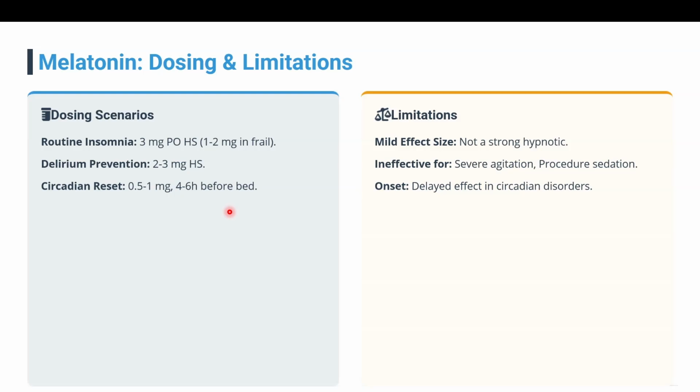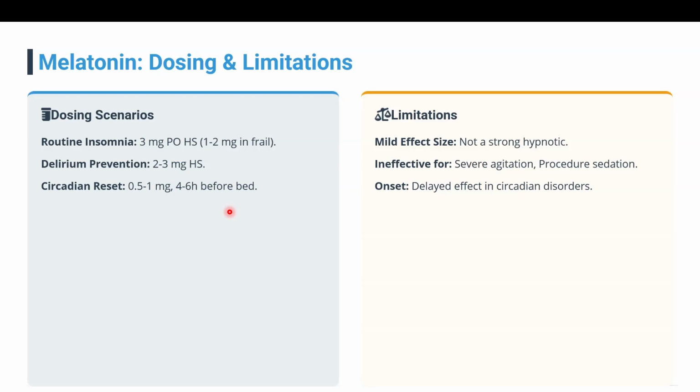So, few contraindications and cautions or limitations. If you give it along with warfarin, try to avoid because increased INR variability is reported. In case of immunosuppressed patients, transplant recipients, there is a theoretical immunomodulatory effect. So try to avoid melatonin. In case of autoimmune disorders, there is theoretical activation of autoimmune diseases. So try to avoid. In case of pregnancy and lactation, there is insufficient safety data. So try to avoid melatonin.